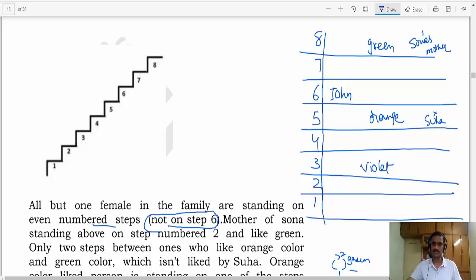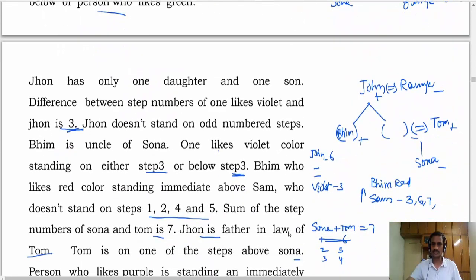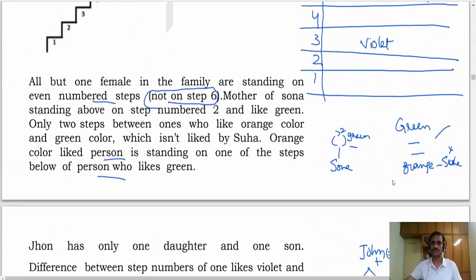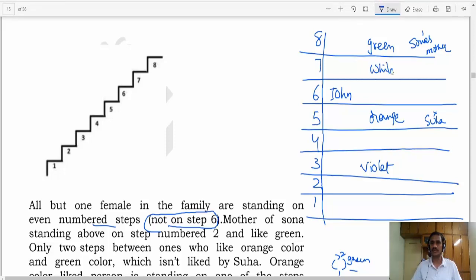And Sona's mother. And next one, John, Tom, John and 6, Violet is 3 అయిపోయింది. And Beam is immediately above this one. White and purple are adjacent to each other, and ekkada ravali cheppandi, here it must be white. If it is white, this must be purple. Now blue is below this one. Blue ikkade undochu. Now that blue is liked by whom? Ramya. Blue is liked by Ramya.